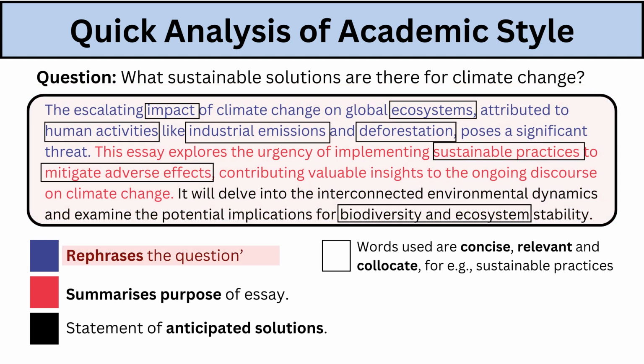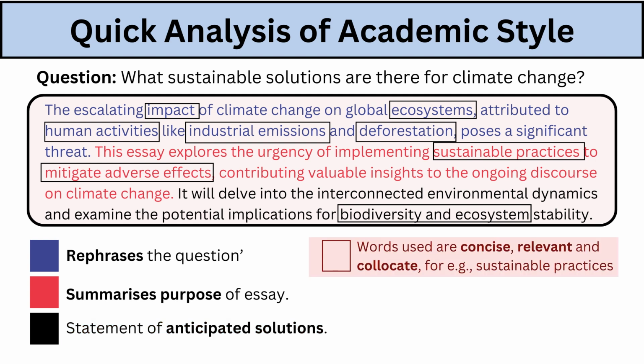Now, the first part of the essay in purple basically rephrases the question. The second sentence in red summarizes the purpose of the essay, and the black text lets the reader know what is coming in the essay or the anticipated solutions. This is a perfectly structured paragraph and passes the academic test of style.